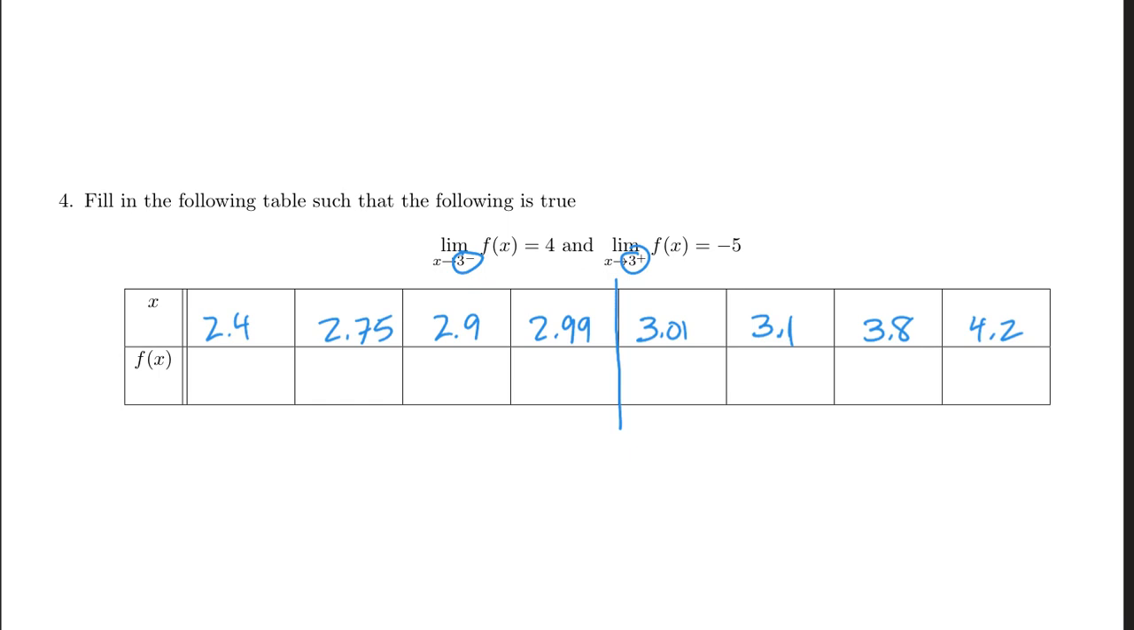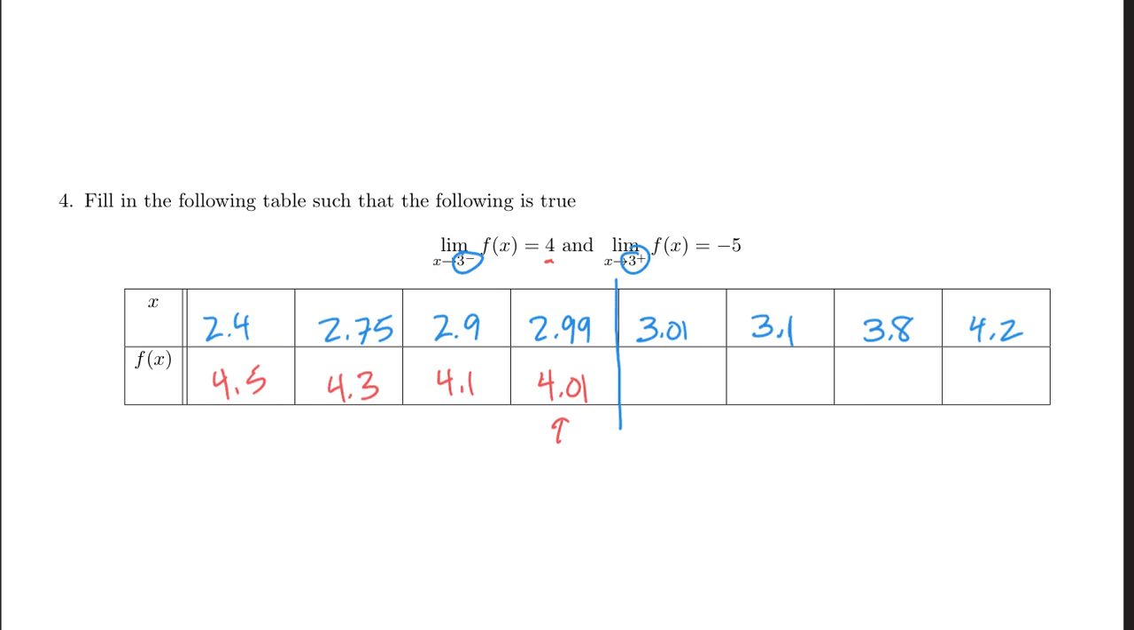On the left of 3, we want our values to get close to 4. So right here should be our value closest to 4. So we can do like 4.01. And as we get farther away, we can make the numbers a little bit bigger and farther away from 4. And it doesn't matter if they're increasing or decreasing or anything like that, as long as they're getting closer to 4 towards that middle line.